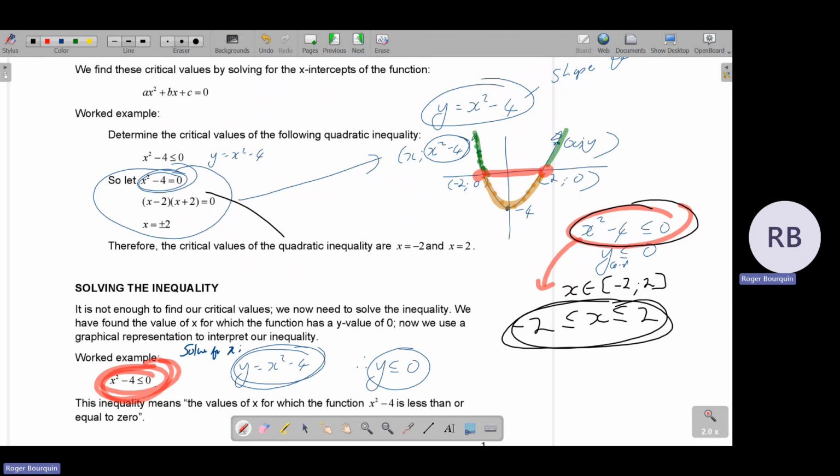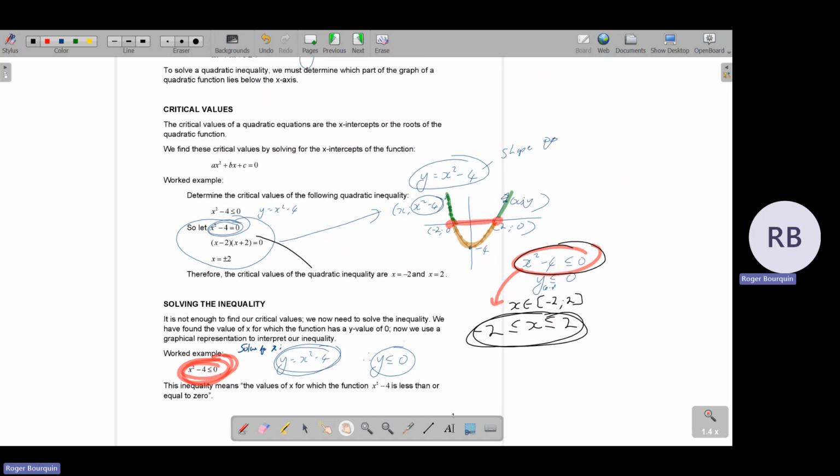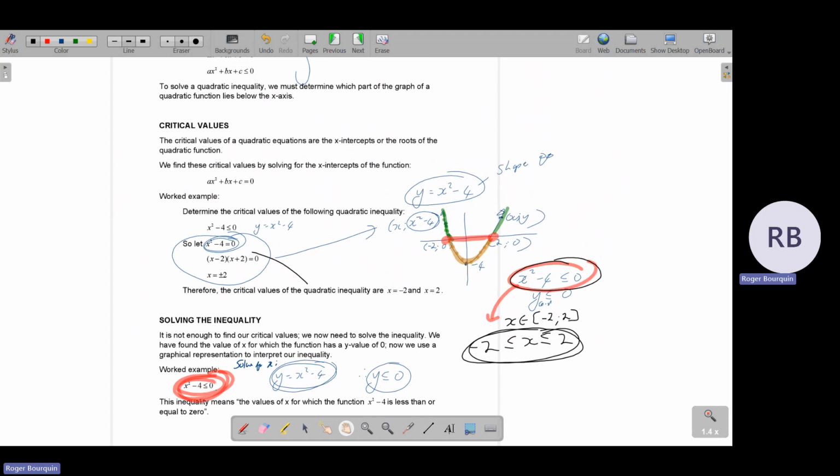Okay. Let's see what the notes say. Sorry, I haven't even read these notes. Okay. So you have read these notes? No, so let's see what she says here.